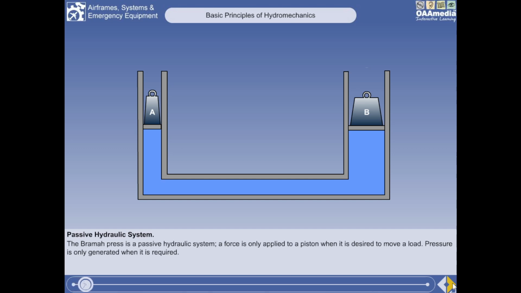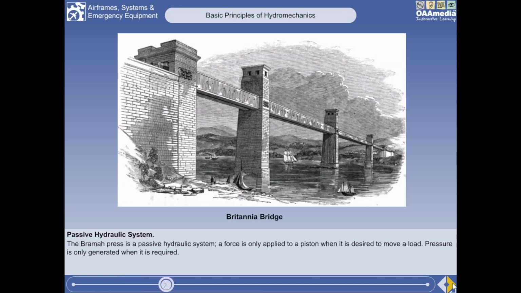The Bramah press is a passive hydraulic system. A force is only applied to a piston, piston A in our example, when it is desired to move a load, piston B. Pressure is only generated when it is required. Although this is a very simple system, it can be extremely powerful. In 1846, Robert Stephenson used a single hydraulic press to hoist gigantic 1,144-ton tubes into place for his Britannia Bridge across the Menai Straits, between the island of Anglesey and the mainland of Wales.